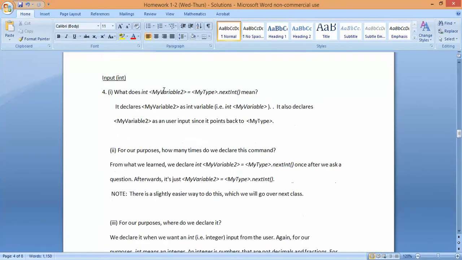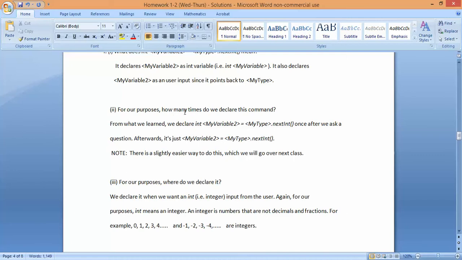Same thing. It declares this variable as, number one, an integer, an int variable. And int stands for integer, and we will go over what integer is. It also declares my variable as a user input, since it points back to my type. So again, this is very, very similar to question 2. If you have any questions about this, just review the video on question 2.